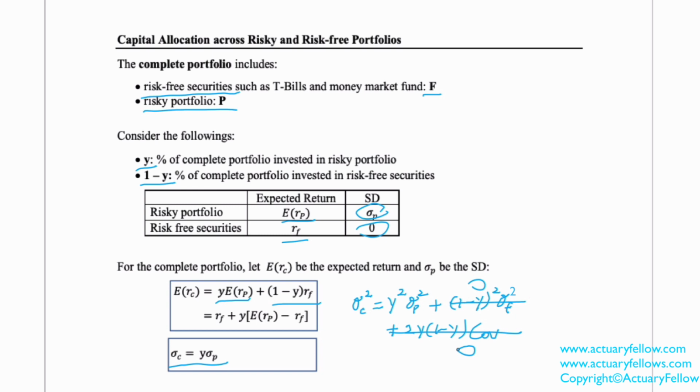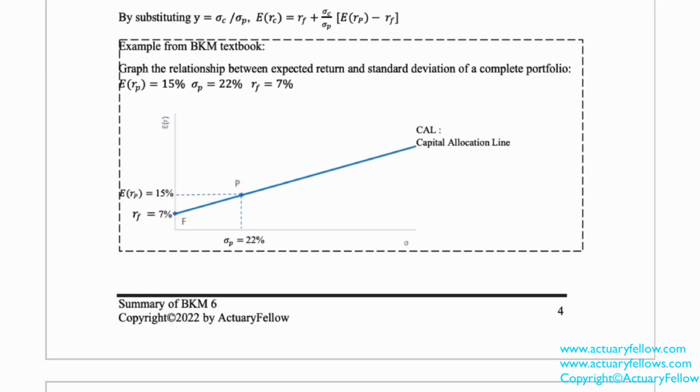Taking the square root, we have Y times standard deviation of the risky portfolio. We can express Y as sigma C over sigma P, replacing Y with sigma C divided by sigma P in the expected return equation. We'll have more discussion on this equation later on after we go over the graph on CAL. Let's work on an example.